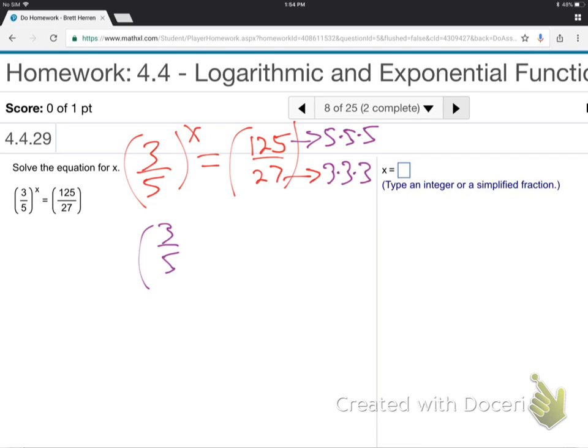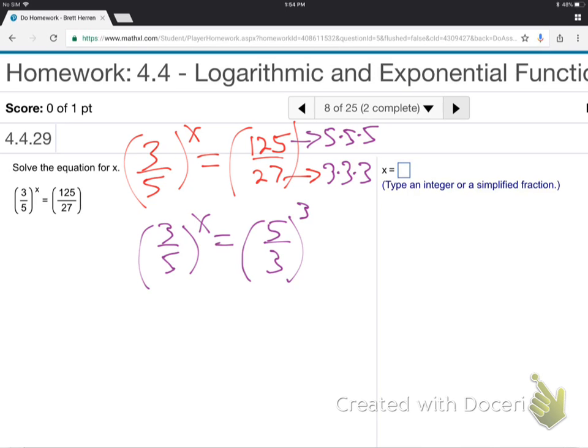Okay, what does that mean then? Well, that means I could rewrite that right side as 5/3 to the 3rd power. Does everybody see that? Because it's 3 5s on top and 3 3s on the bottom, isn't it? 5/3, 5/3, 5/3. It's a way of rewriting that. That makes sense.